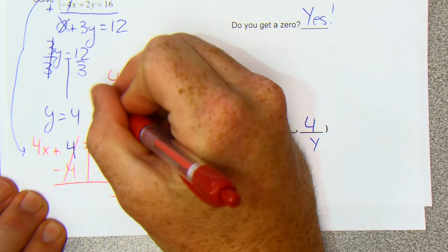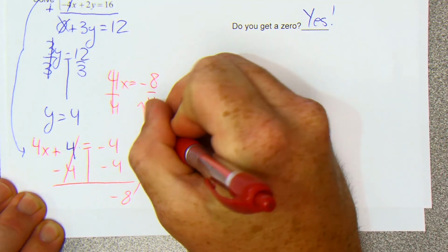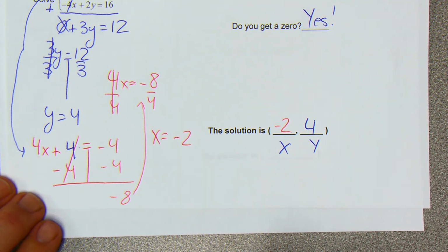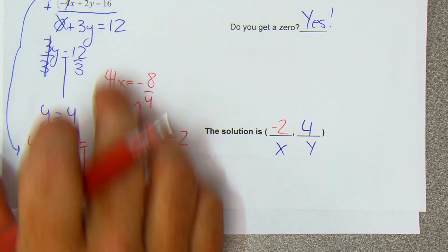I want to divide both sides by 4 because it's multiplying my x, and that gives me x equals negative 2. So your correct ordered pair for that one should have been negative 2 comma 4. All right, so let's flip over the page. We have one more example on the back.